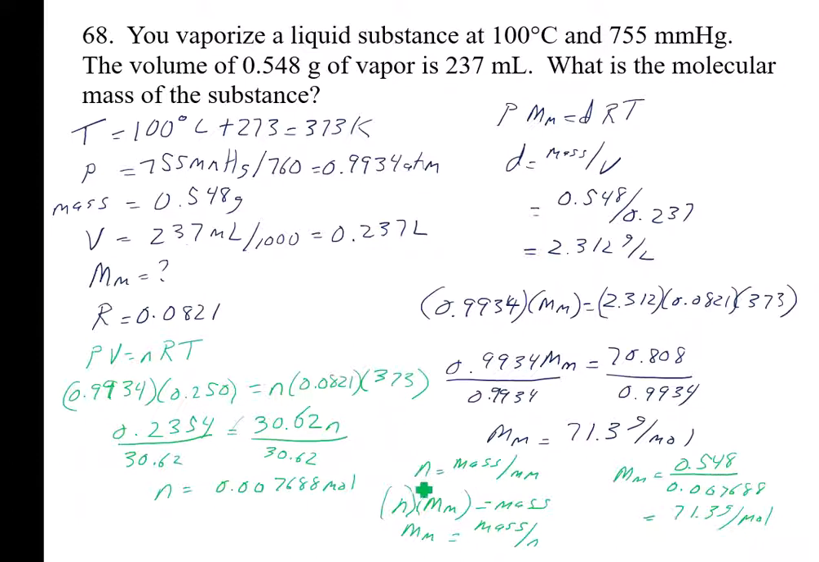I did realize I kind of switched ways of doing this in the middle. Let me go back real quick. So n is 0.007688, which is equal to 0.548 over molar mass. I still have to multiply molar mass on both sides, so I get 0.007688 molar mass is equal to 0.548. Then I divide both sides to get molar mass of 71.33. Okay? Alright, and this is the end of the second video.